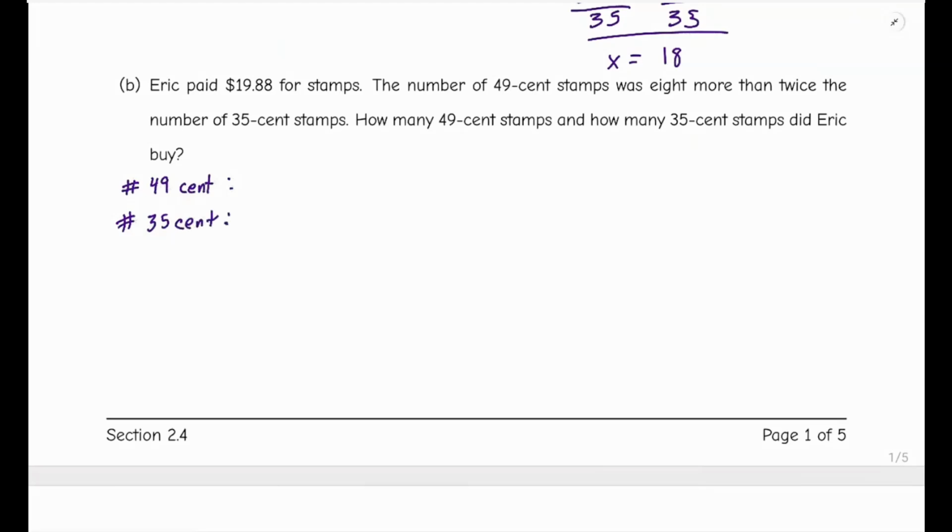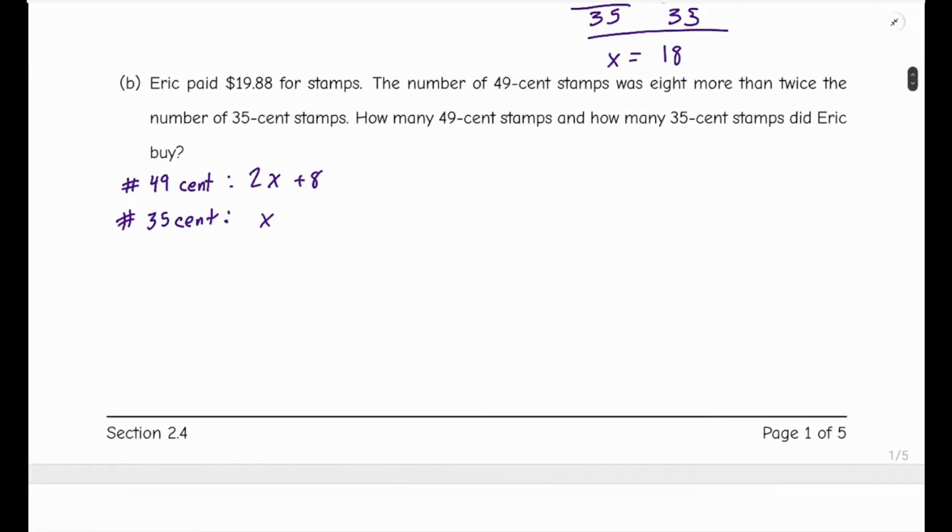Which one were we told nothing about? The 35-cent stamps. So that'll be X. And then the 49-cent stamps was 8 more than twice the number of 35-cent stamps. And just like in the previous example, we now need to take the price times each amount. So 49 cents times how many 49-cent stamps plus 35 cents times how many 35-cent stamps has to equal the total price.